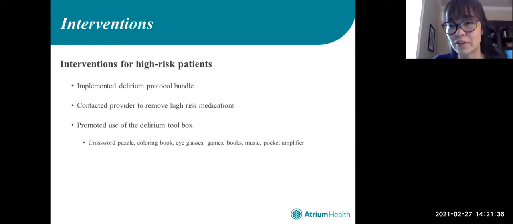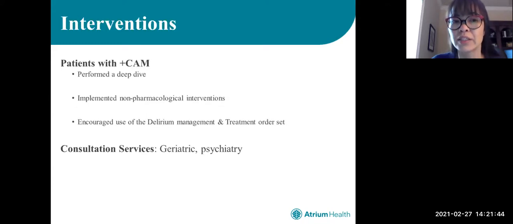So it's kind of fun for the patients to keep their mind off of things, because in the hospital, 12 hours can go very, very long for some of them. So what did I do with the patient with CAM positive? I typically perform a deep dive into the chart to make sure that we don't miss anything.